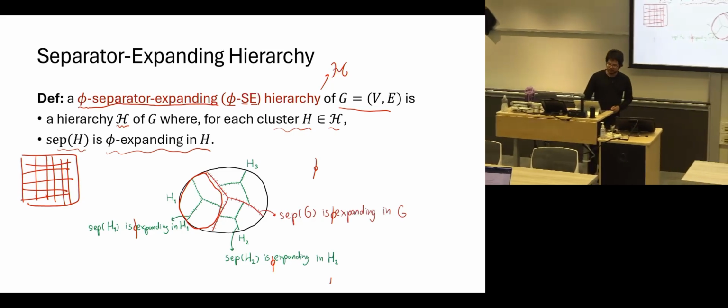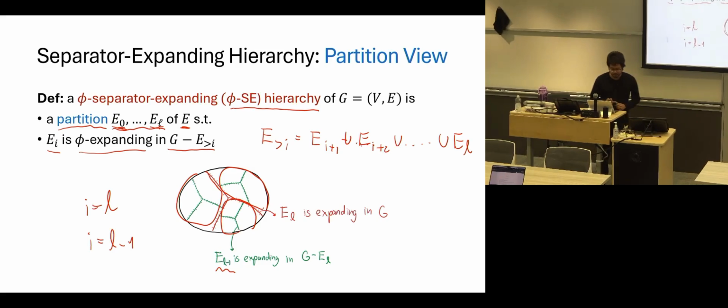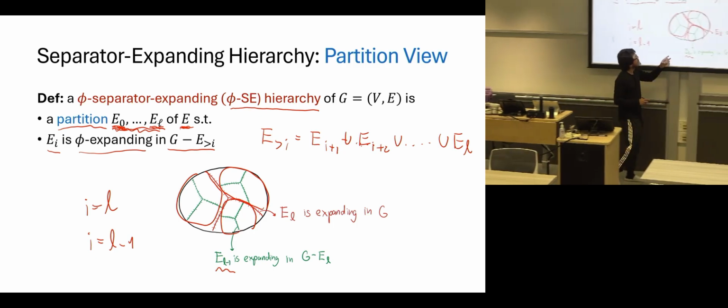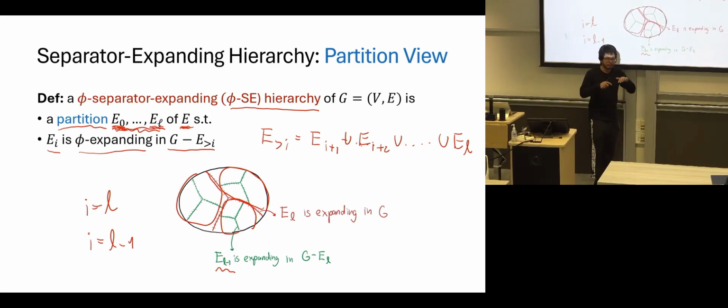Another way to view this: another way to define the separator expanding hierarchy is a partition of edges. You partition edges into levels, level E0 up to EL. And for each i, Ei is a separator at level i. Basically, that's how you think about it.